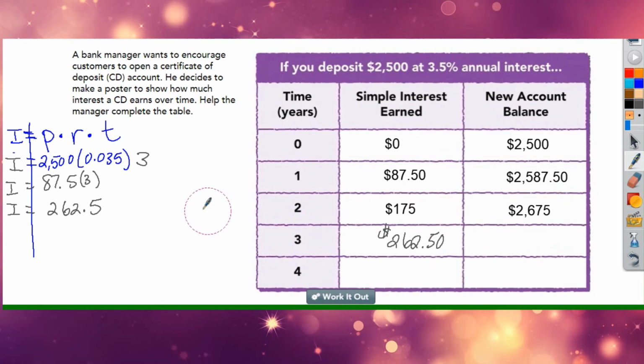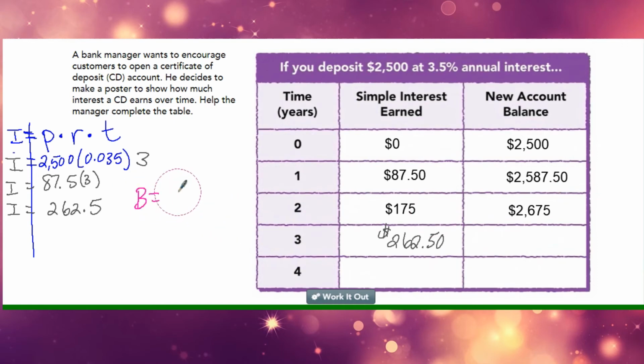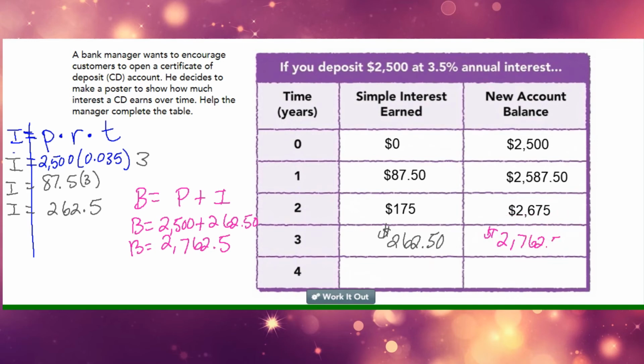$262.50. Now I need to figure out my final balance by using my balance equation, which is balance equals the principal plus the interest. Our principal is $2,500 and the interest is $262.50. Now when I add those two together, I get $2,762.50. And $2,762.50 represents the new balance at year 3.